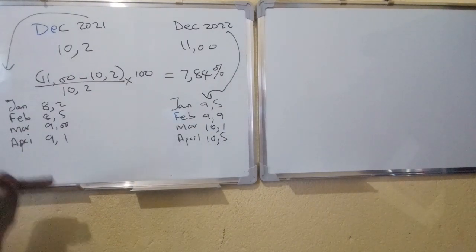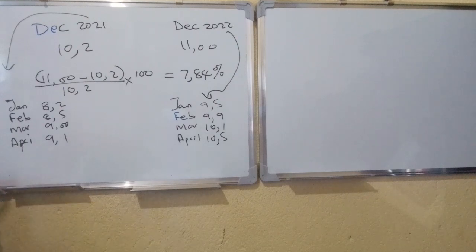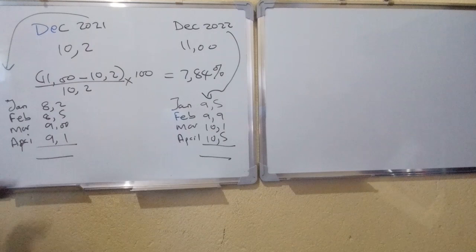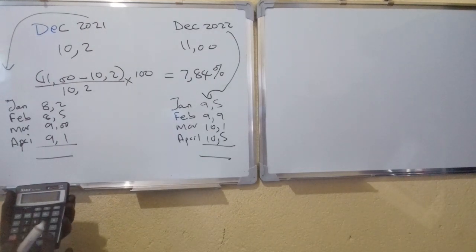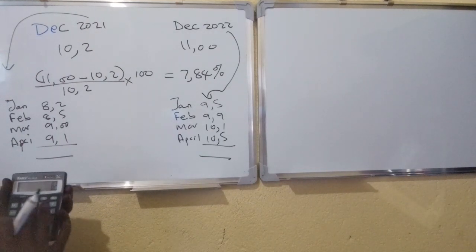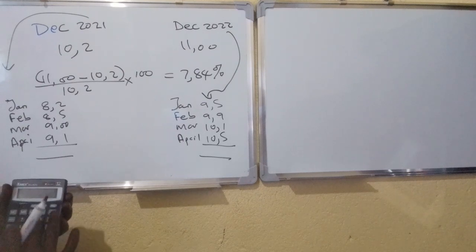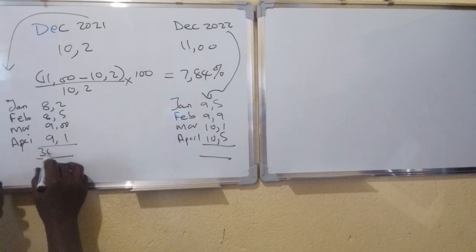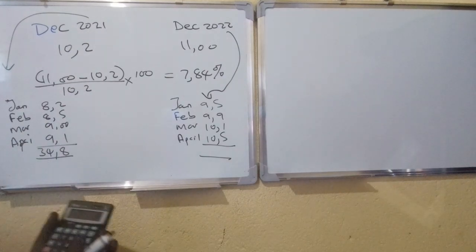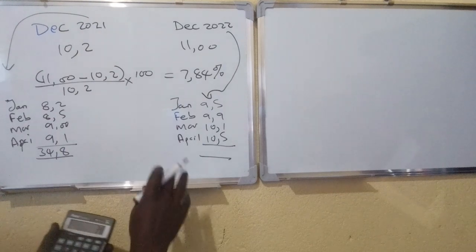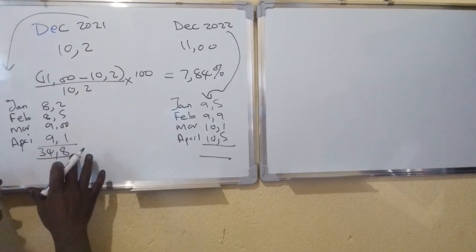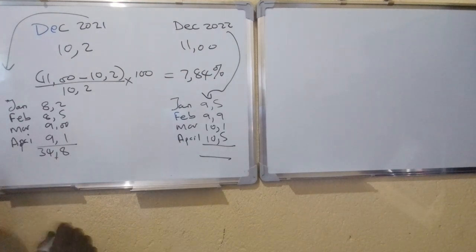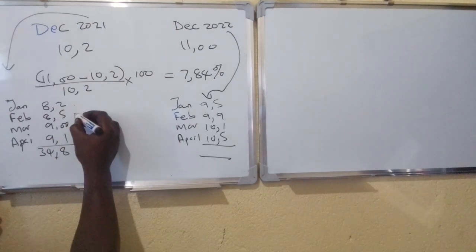Now this one you are calculating averages. What do you do when you're calculating averages? You add the total here. You add the total here. So here, let's see what we have. 8.2 plus 8.5 plus 9 plus 9.1, you have 34.8. Since you are calculating average, you divide by the number of months you have added.